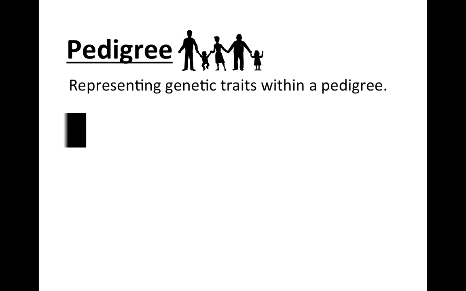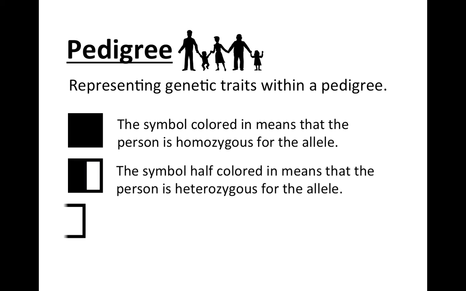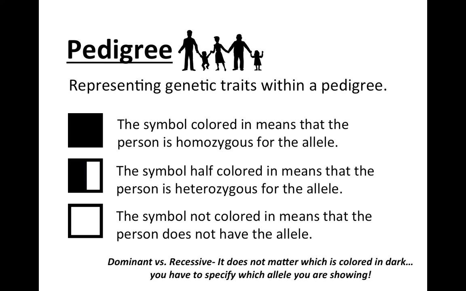Alright, so this means that the person is homozygous for the allele. This means the person's heterozygous for the allele. And this means the person does not have the allele. For dominance and recessive, it doesn't matter which is colored darkly. You just have to talk about which allele you're showing.